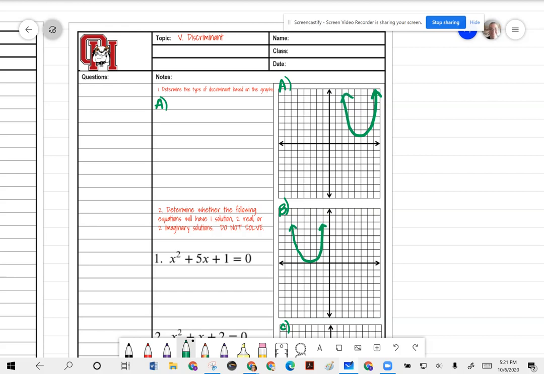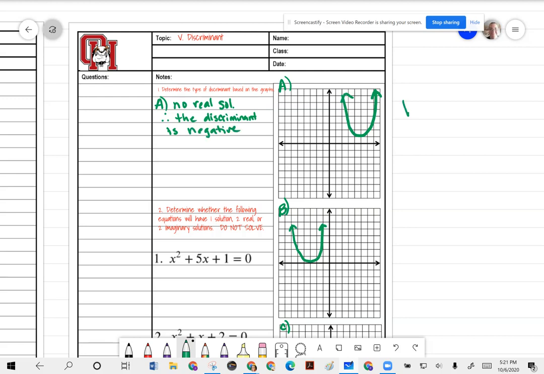Notice that the parabola does not touch the x-axis. And so remember that the x-axis is going to be those roots. It's going to be your solutions. So there are no real solutions because it does not touch the x-axis. And therefore, the discriminant is negative.